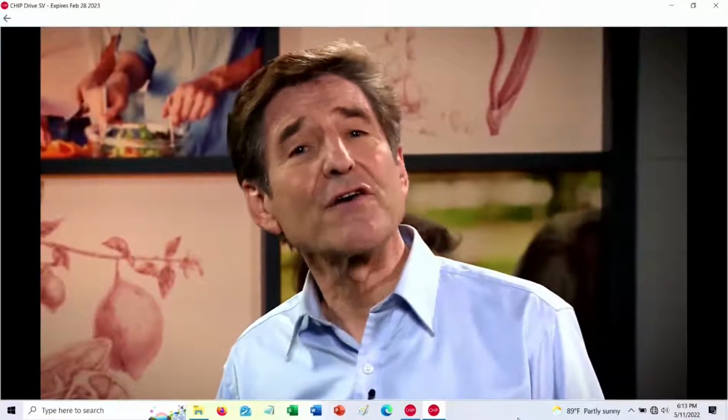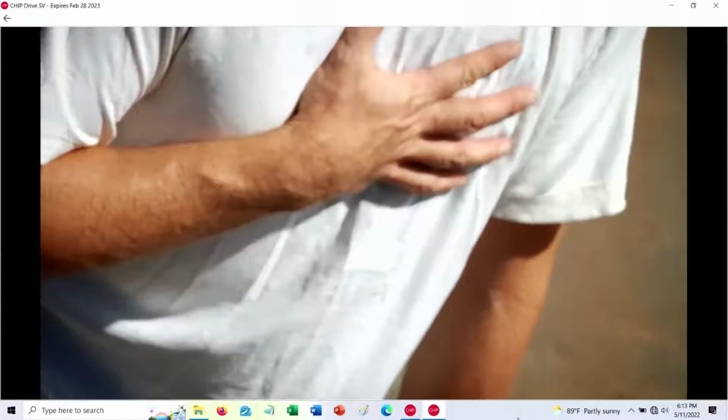And here are some stats. A person with high blood pressure has increased the risk by 3 to 5 times for heart attack and heart failure, and is 8 times more likely to suffer from a stroke than a normotensive person.